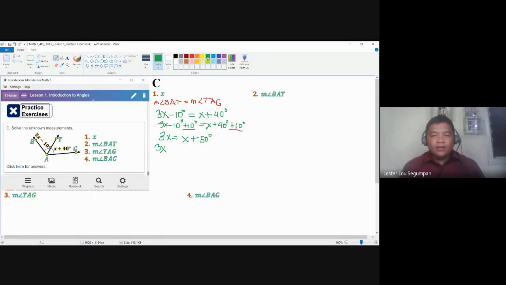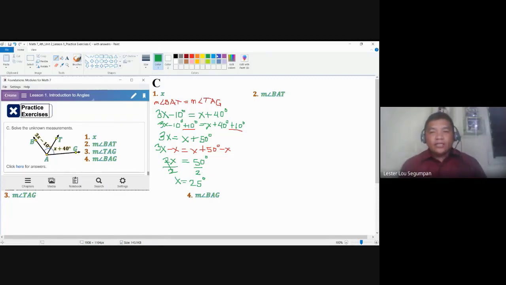Here, let's use a different color. Subtract by x, and the other side will also need to subtract x so that what's left would be the constant, 50 degrees. So this is actually equivalent now to 2x is equal to 50 degrees. And divide both sides by 2. x is 25 degrees, right?